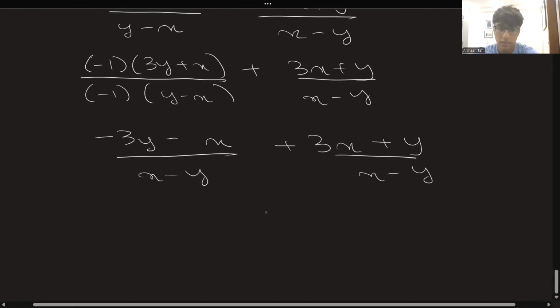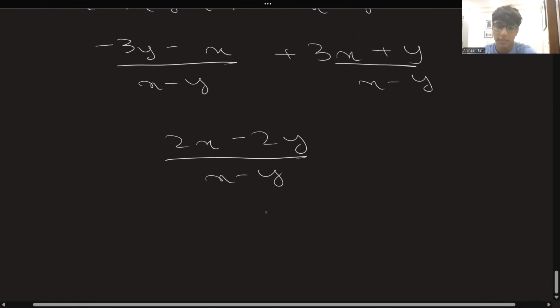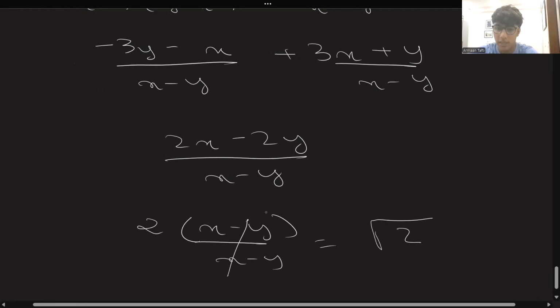Now, if we simplify this, add this, we get 3x minus x, which is 2x, minus 3y plus y, minus 2y by x minus y, right? And now if you simplify this further, you get 2 times x minus y divided by x minus y, cancel both, and you get 2 as your final answer.